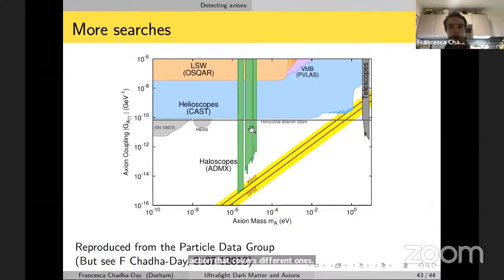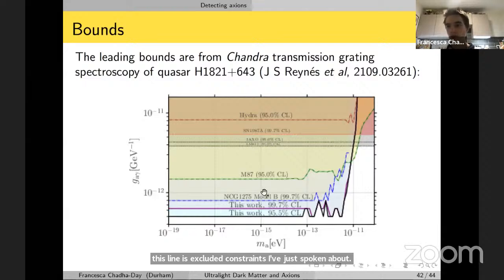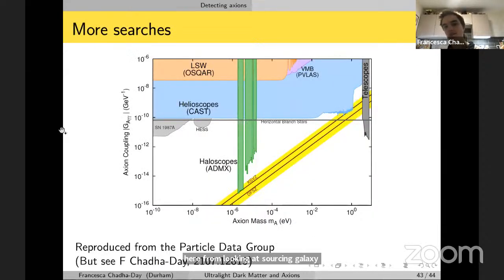So I have talked a bit about constraints from stellar cooling. So that's this line. The stuff above this line is excluded. The constraints I've just spoken about here from looking at sources in galaxy clusters aren't shown because they actually live at lower masses further to the left.